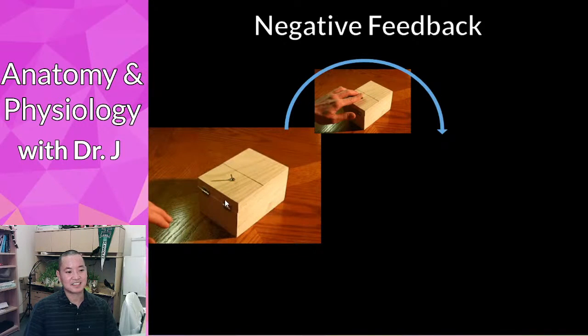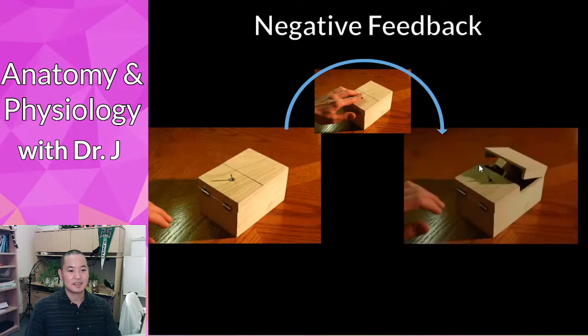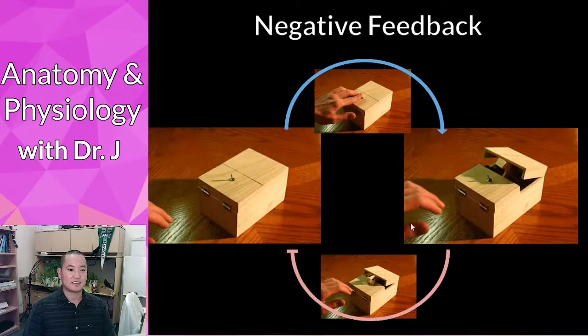So what's happening again, you have a change in the system, and then changes in the system set off this cascade of other reactions and other things that happen that ends up turning itself off. So this is like what negative feedback is.